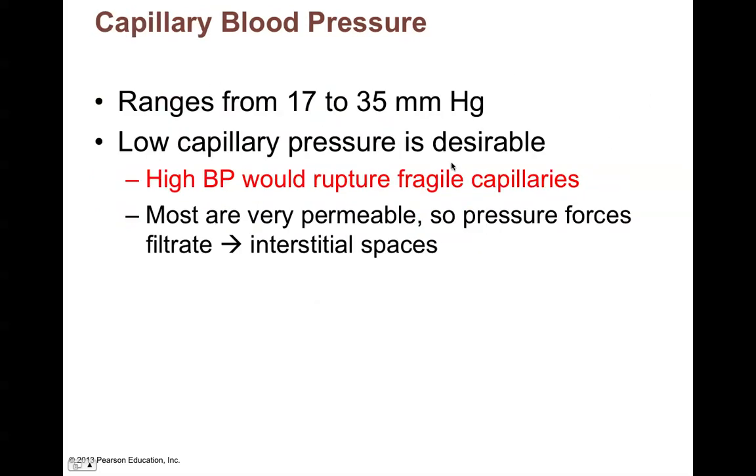Capillary blood pressure ranges from 17 to 35 millimeters of mercury. Low capillary pressure is desirable. High blood pressure here would rupture these fragile capillaries. Most capillaries are very permeable, so pressure will filtrate fluid from the bloodstream out into the interstitial spaces around the body cells. We call that tissue fluid. If it's excessive, we call it edema.